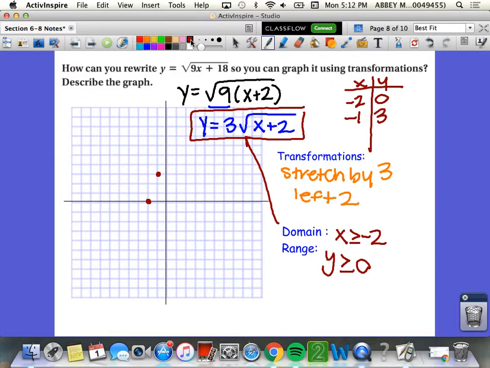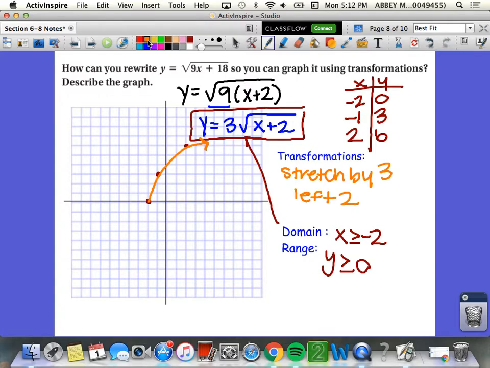Could we plug in a 2 as well? I think that would work. 2 plus 2 gives me 4. The square root of 4 is 2. That would give me out 6. And I think that's enough points. So as long as you show your graph, you're good to go.